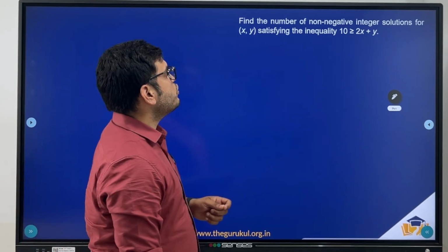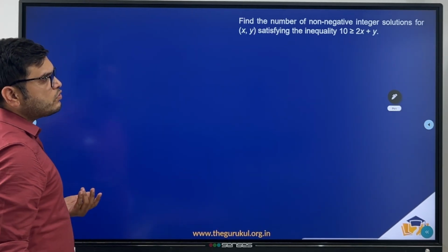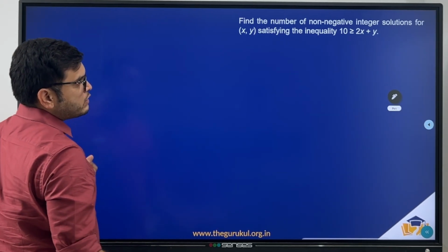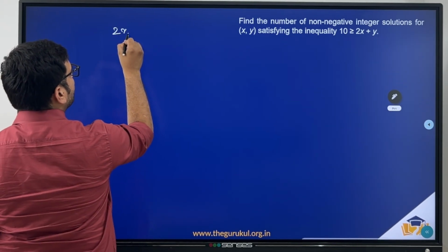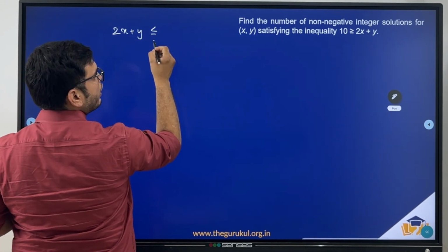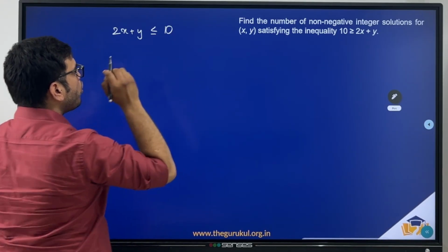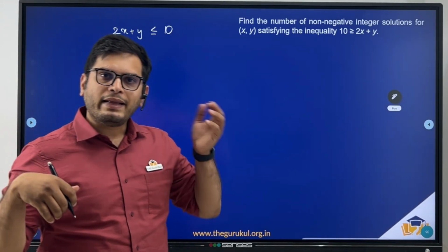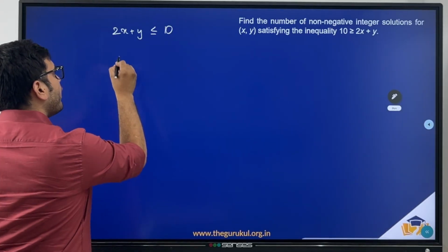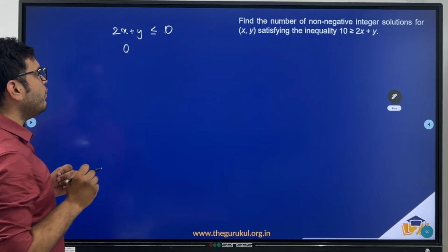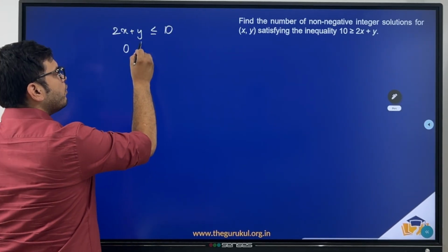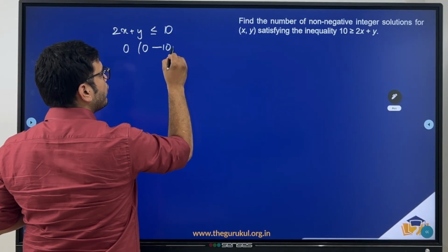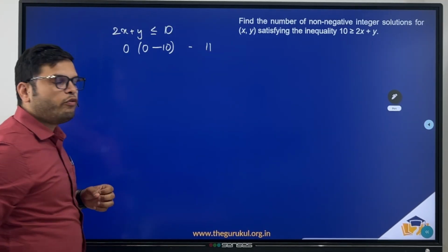Now coming to the last question: find the number of non-negative integer solutions x, y satisfying the inequality 2x plus y less than or equal to 10. Now non-negative, so the values of x and y can be 0. Now if I place the value of x as 0, the value of y can be from 0 to 10. You have 11 values that y can take.